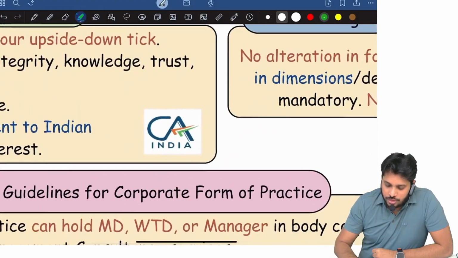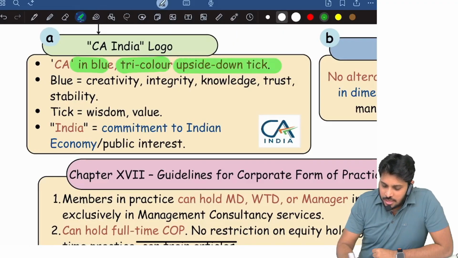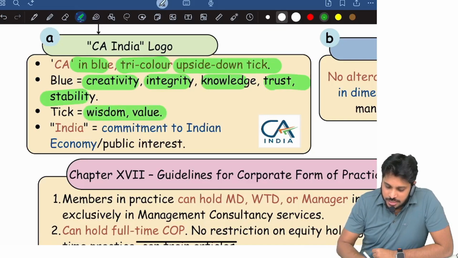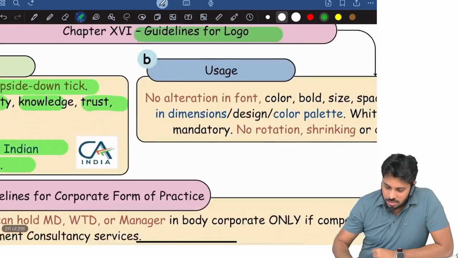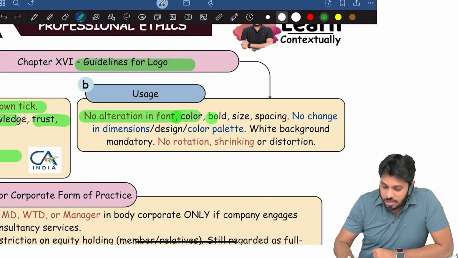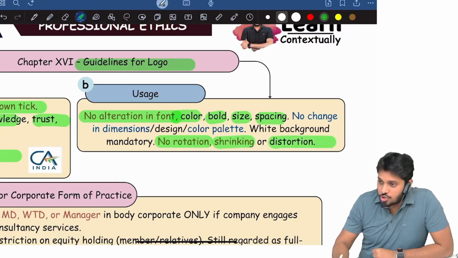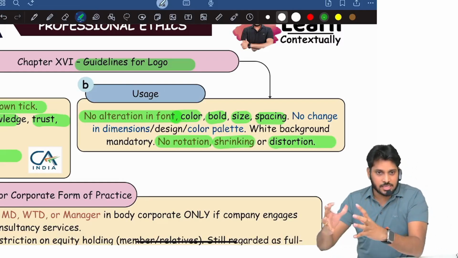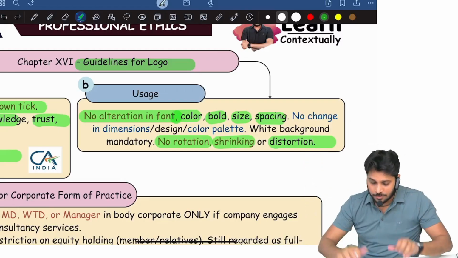Guidelines for logo: we know that this is the latest logo, and CA in blue. Tricolor, upside down tick. Blue is equal to creativity, integrity, knowledge, trust, stability. Tick, wisdom, value. India, commitment to the Indian economy and public trust, all that. Usage: there should not be any alteration of font, color, bold or size or spacing, no change at all. And no rotation, shrinking or distortion. The image has to be used as it is. You can enlarge it or reduce it, but the proportion has to remain the same.